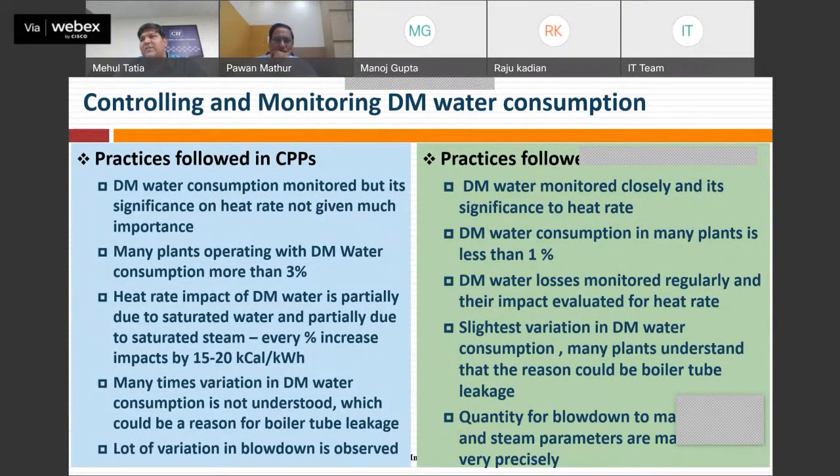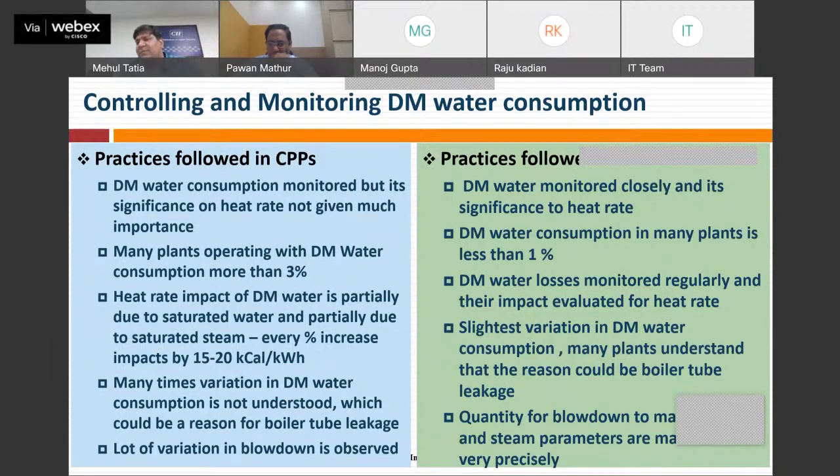If I talk about some numbers, our estimates tell 1% increase in DM water can increase your heat rate by 15 to 20 kilocalories. So what we recommend is that the plant should target to have a DM water consumption of around 1 to 1.5%. If you can reduce it lower, nothing like that. But 3.5% is too high. You are losing almost 30 to 40 kilocalories when your DM water consumption is around 3% or more.